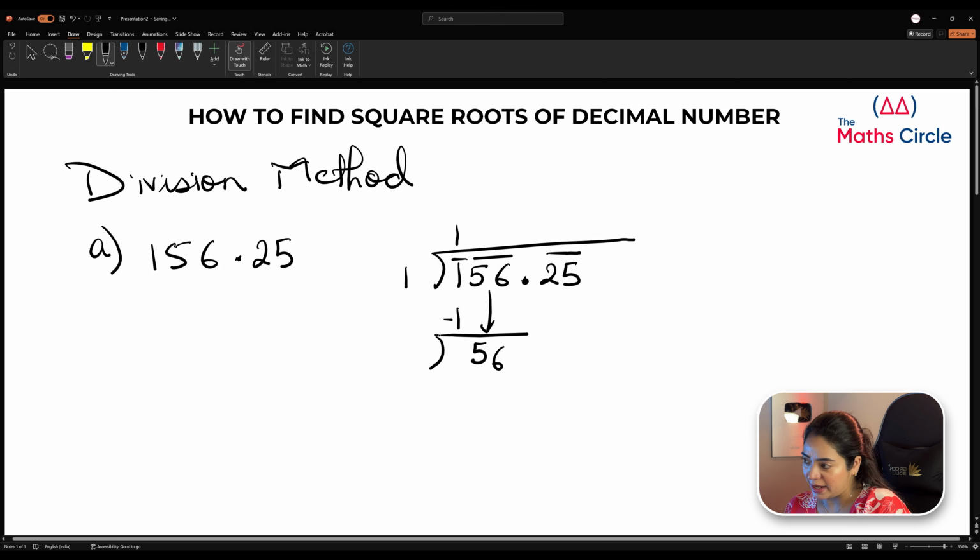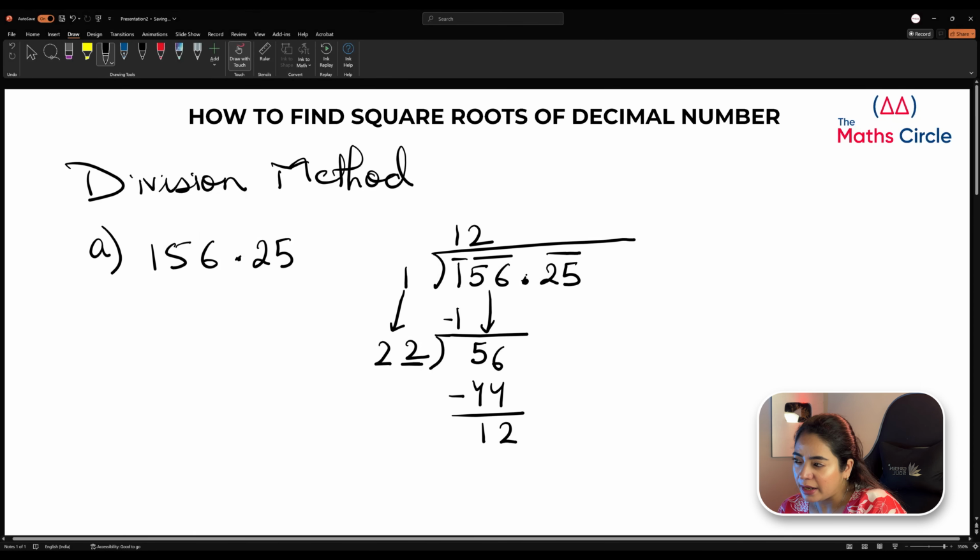Now what we do next is we move the divisor here, but not as it is, we make it double. And we take another digit whose square will be multiplied with it. Let's say the only number I can think of is 2. Multiplying it by 2, we get 44. Subtracting 44 from 56, we get 12.